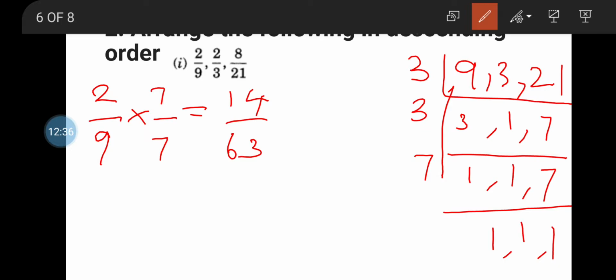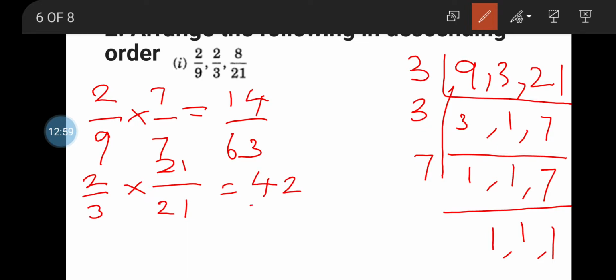Now coming to the second fraction, 2 by 3. So 3 into what if I multiply, I will get 63? Okay, it is 21. So I will multiply and divide by 21. So 2 into 21 will give you 42, and 3 into 21 will give you 63.